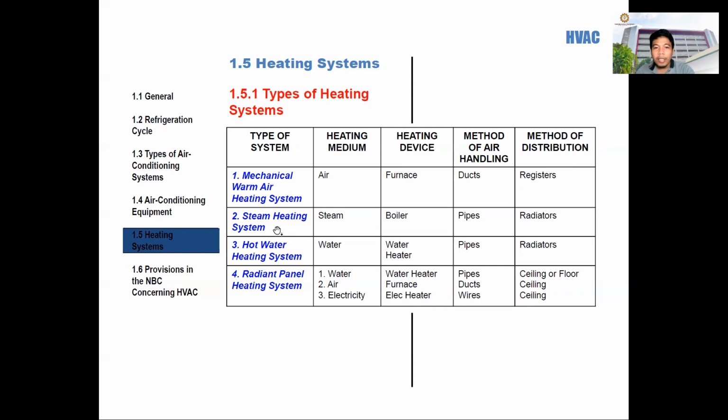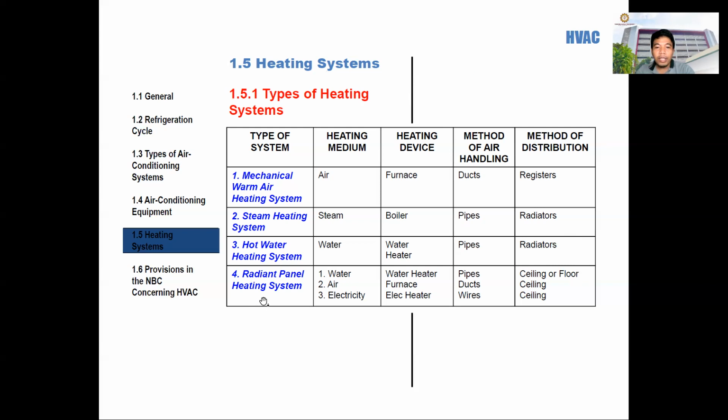For the steam heating system, the heating medium is steam. The heating device is the boilers. The method of handling is pipes. And the method of distribution is radiators. And then for the hot water heating system, the heating medium is water. The heating device is the water heater. The method of handling is pipes, and the method of distribution is radiators.